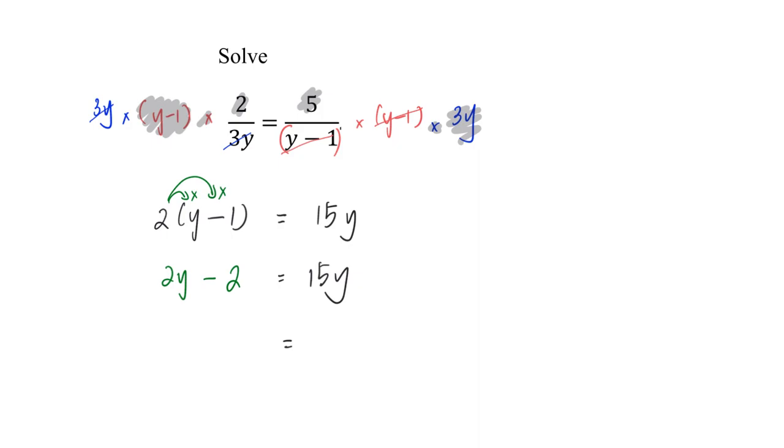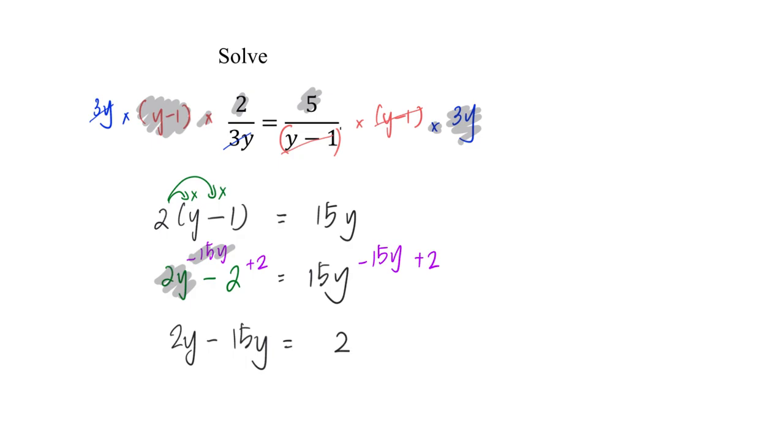I will still have my 2y. I would minus away my 15y on both sides. And I would plus 2 on both sides, so that you will see 2y minus 15y. And on the other side, only left with 2y.